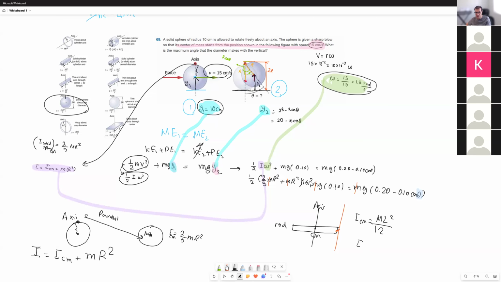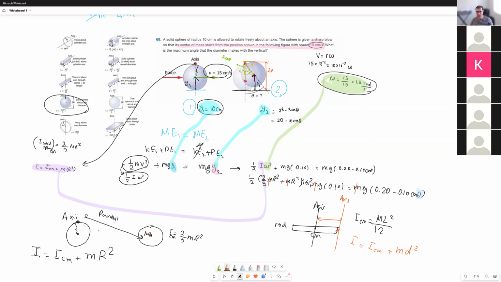This axis, the orange one, the moment of inertia about that axis is going to be I center of mass plus mass times the distance between the two axes. That's the parallel axis theorem.